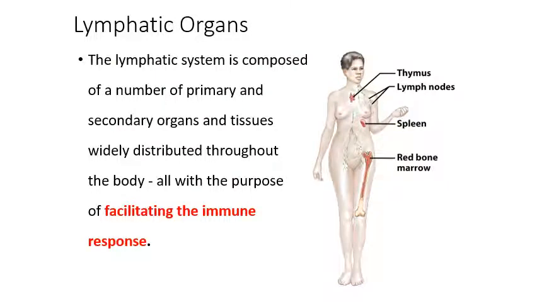Okay. In addition to the vessels, we've also got some lymphatic organs that we refer to as either primary lymphatic organs or secondary lymphatic organs, and these are going to be distributed all over the body, and they're heavily associated with your immune response. So remember that the lymphatic system and the immune system work very closely together.